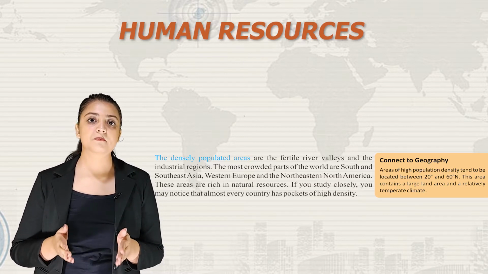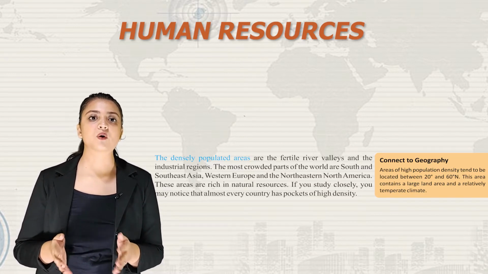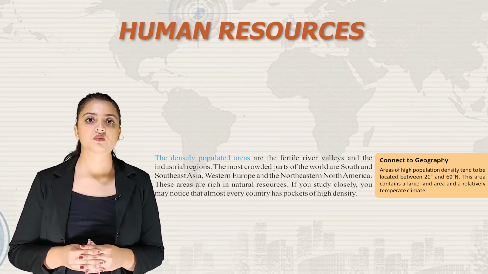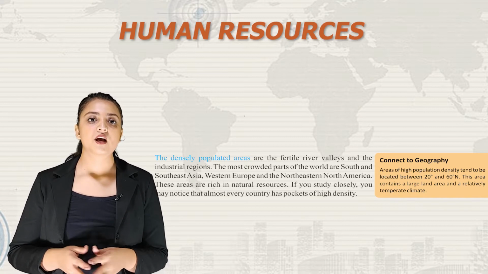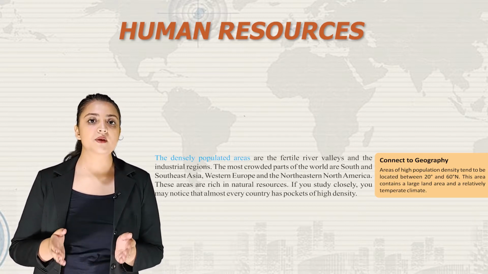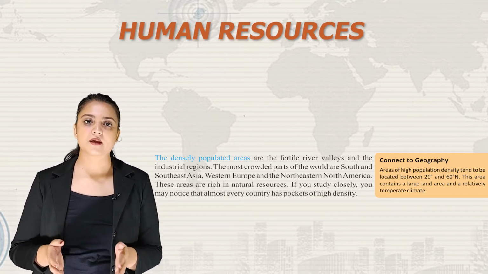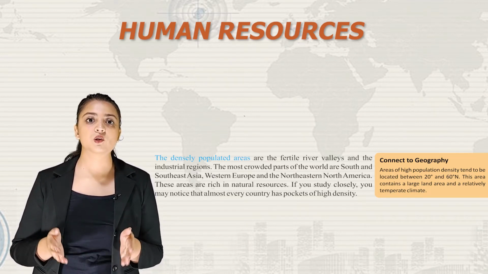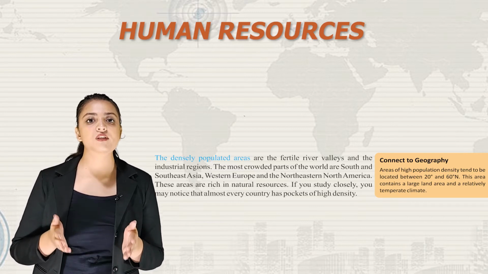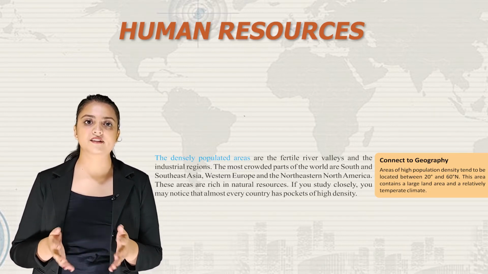The most crowded parts of the world are South and Southeast Asia, Western Europe and Northeastern North America. These areas are rich in natural resources. If you study closely, you may notice that almost every country has pockets of high density.